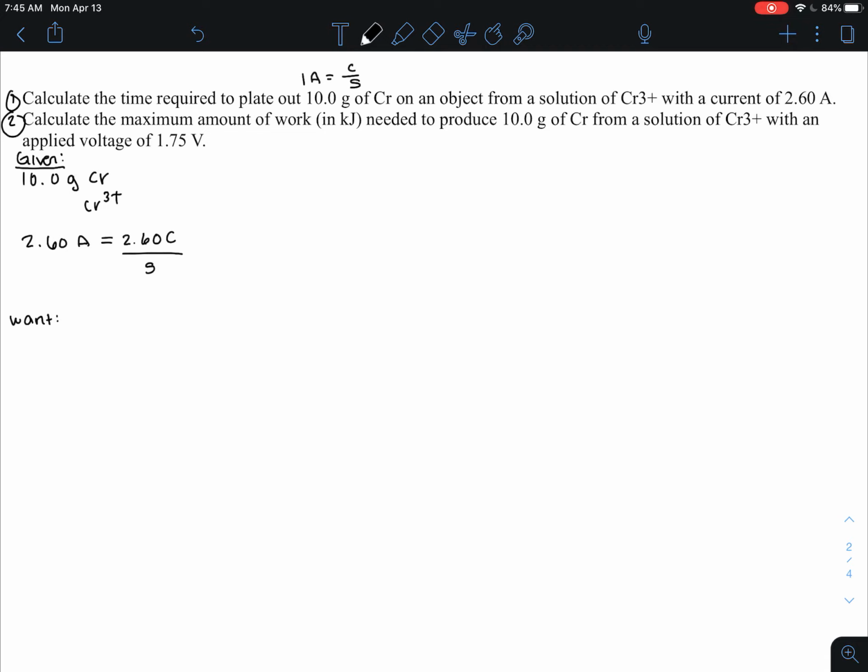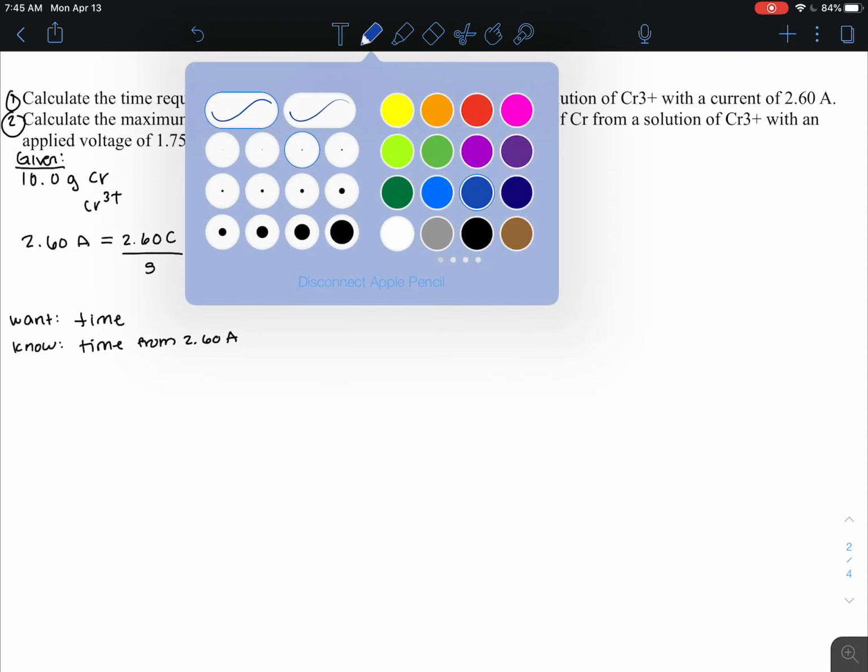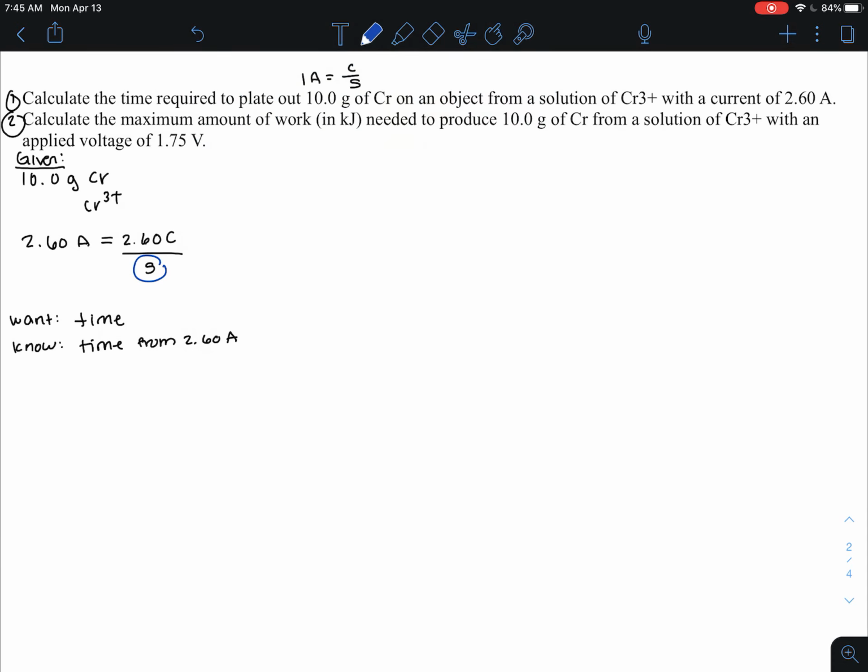Now, what do I want? Calculate the time required to plate out yada, yada, yada. So I want time. So that means I'm looking for seconds, hours, minutes, doesn't really matter. It doesn't say specifically, but it does say time. And if I look back at everything that I'm given, I know that I can get time from my 2.60 amps because that gives me seconds.